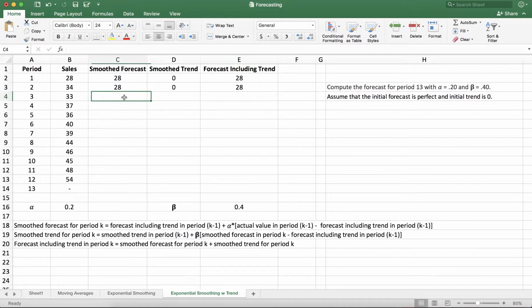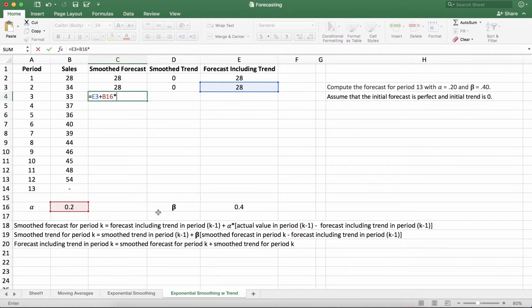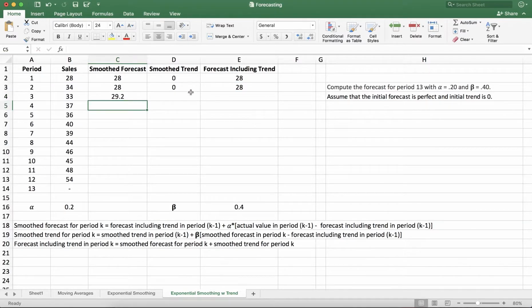So let's get into period 3. Again, we are going to use the first formula first. The smoothed forecast for period 3 will be equal to the forecast including trend in the last period, plus alpha equal to 0.2 times the actual value in the last period. The actual value in the last period is coming from B3, minus the forecast including trend in the last period. The forecast including trend in the last period is coming from E3. So this is going to give me the smoothed forecast for period 3, which is 29.2.